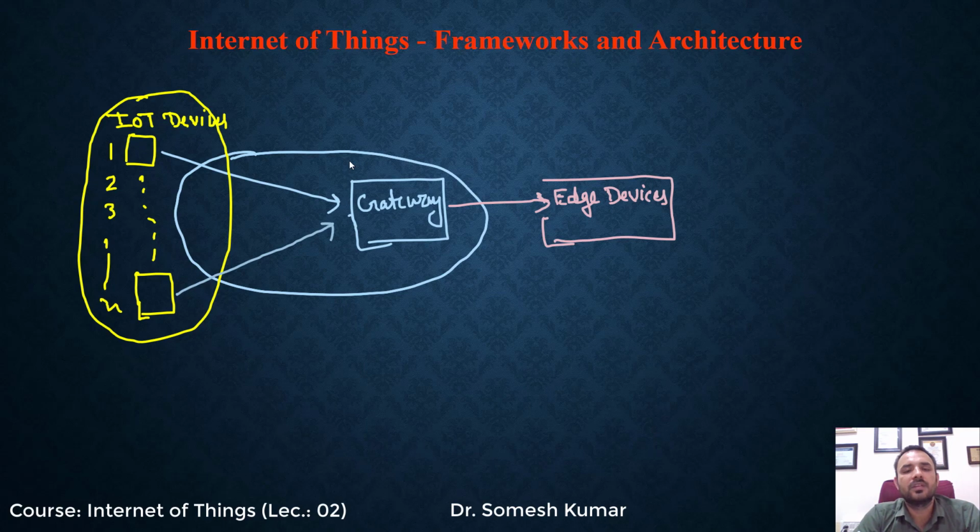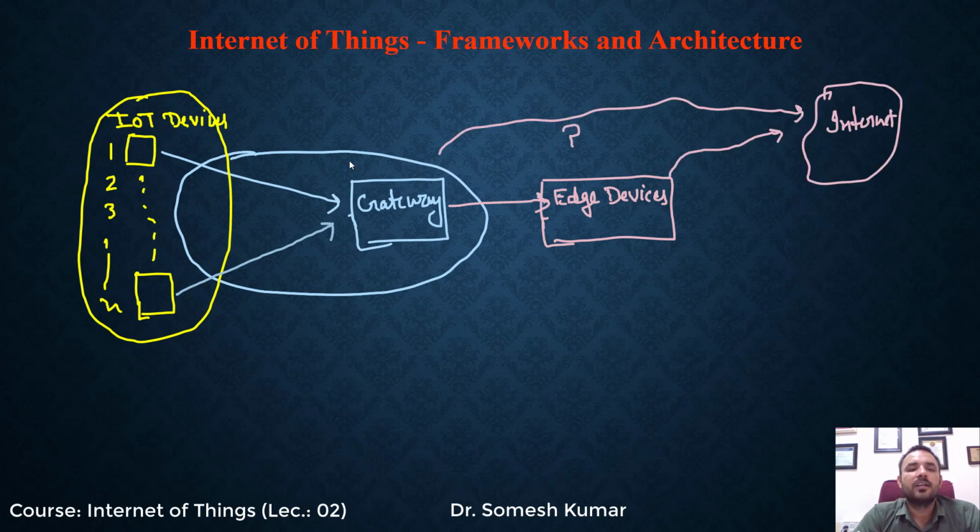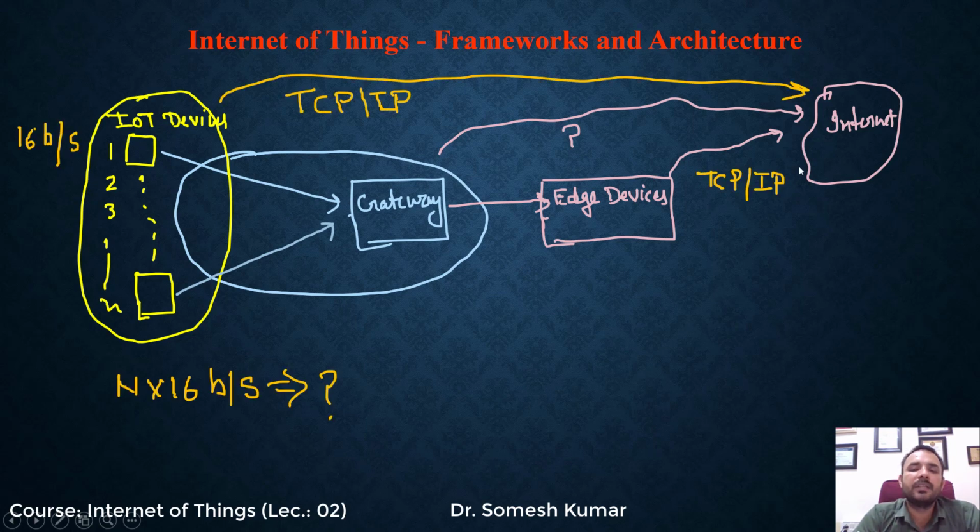Now the question comes: what is the difference between the gateway and the edge devices? I will explain the difference. So first we understand this thing. Basically, both the gateway and the edge devices can be connected to the internet. Then what is the use of these edge devices? Because, you know, the TCP/IP protocol is used to connect devices to the internet. Both the gateway and the edge devices have the TCP/IP protocols that can be connected to the internet.